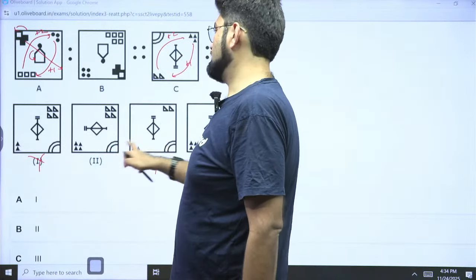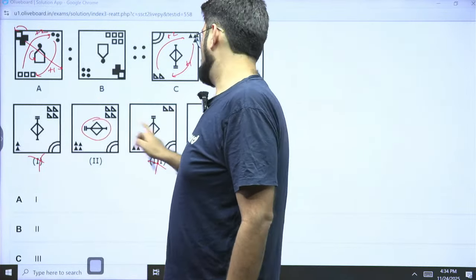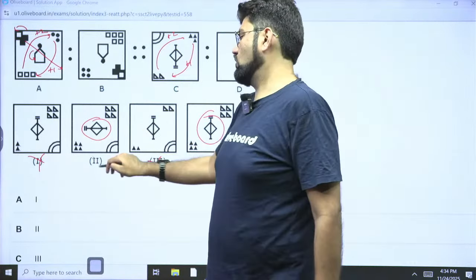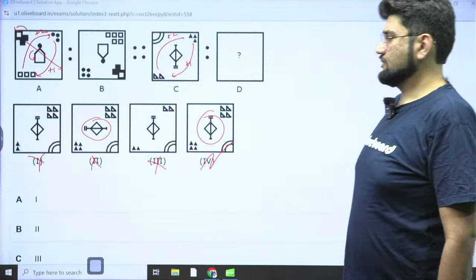Okay, now this is the same, so don't waste your time there. Only observe this one. This one will be completely 180 degree shifted. So this is also gone. So option 4 is the correct answer. Figure, easy.